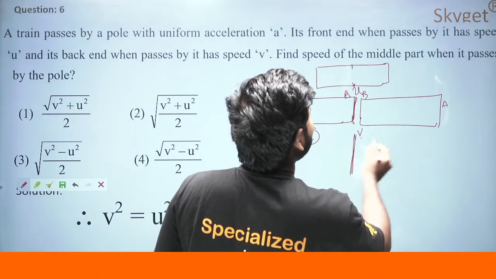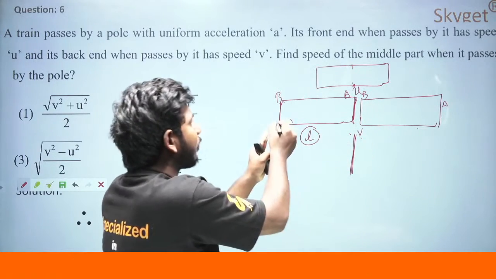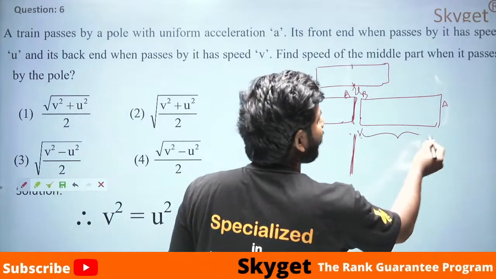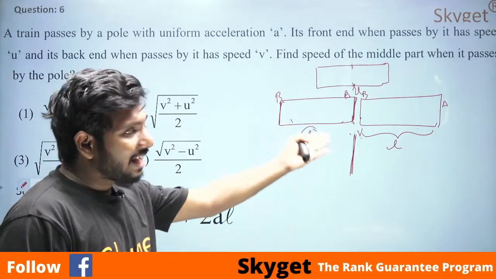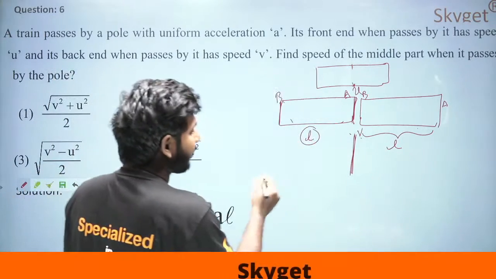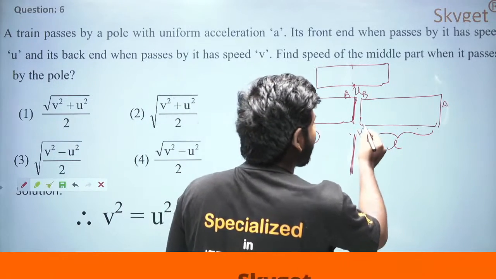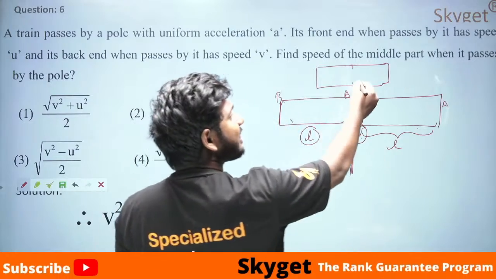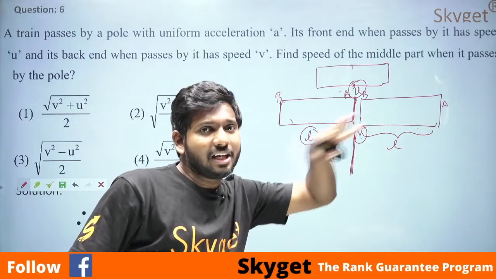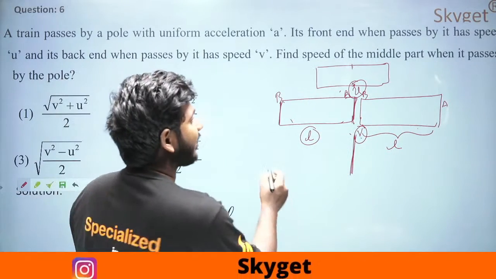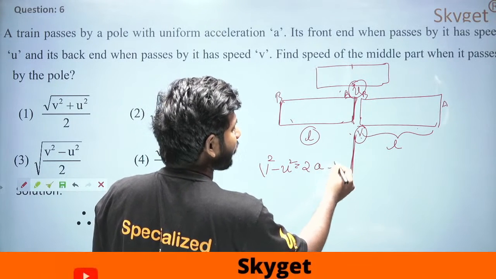Now the length traveled by the train when it is crossing from the front end to the back end is how much, students? L. So the displacement of the train is L, the length of the train. When it has traveled a length L, the velocity of the train has become v, while before the velocity is u. So you know the initial velocity, final velocity and the distance traveled, you can write the equation of motion: v squared minus u squared is equal to 2 a S. S will be how much, students? L.